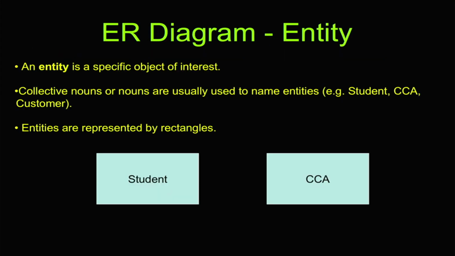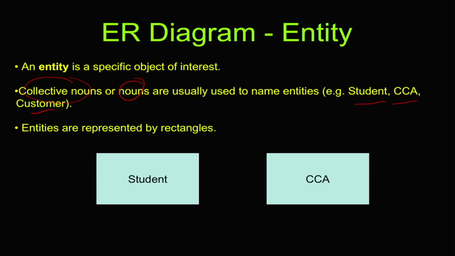So what exactly is an ER diagram? The first thing to talk about is an entity. An entity is a specific object of interest. Usually we are looking for collective nouns or nouns. We're looking for things like student, CCA, customer, etc.